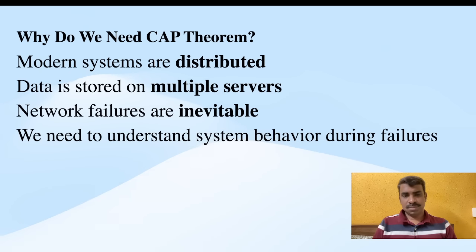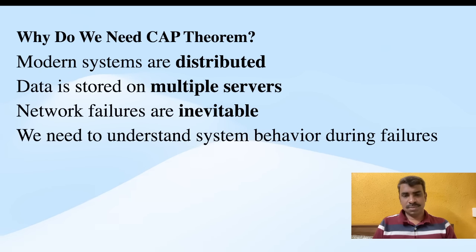So what is a distributed system? We have multiple nodes. Data is shared across the nodes, and they communicate over a network. Examples: microservices, databases, cloud apps. In the real world, almost every application is running on a distributed system.